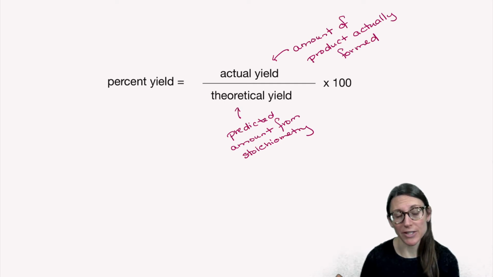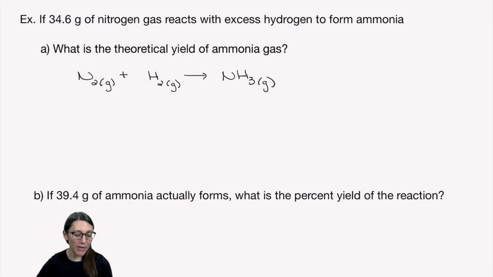Let's take a look at two examples so you can see how this plays out in practice. First up, if I have 34.6 grams of nitrogen gas and I react it with excess hydrogen to form ammonia, first off, what's the theoretical yield going to be for this reaction if all of that nitrogen gas were to form ammonia, and ammonia is NH3? And then what if I actually only made 39.4 grams of the ammonia? What was that percent yield?